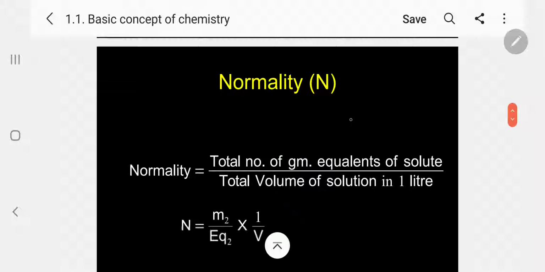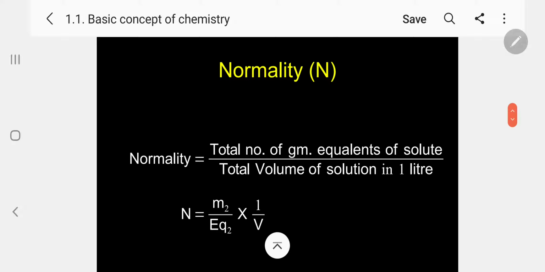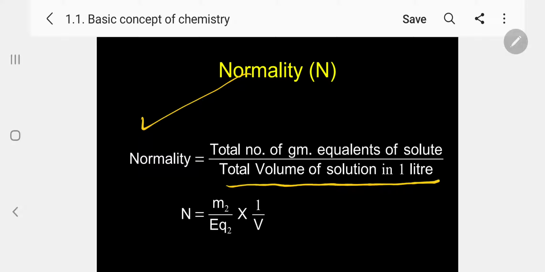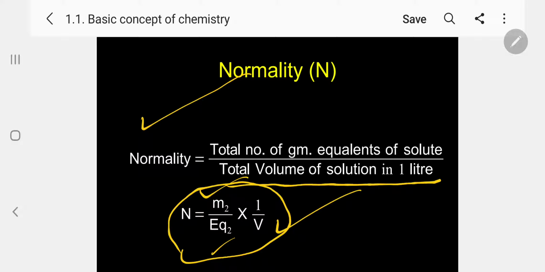So let me go for normality, the fourth one. What is normality? Total number of gram equivalents of solute divided by total volume of solution in 1 liter. So gram equivalent is nothing but mass by equivalent mass, into 1 by V. Again, kindly follow. Normality also depends on volume, but unfortunately normality is not given in the options.